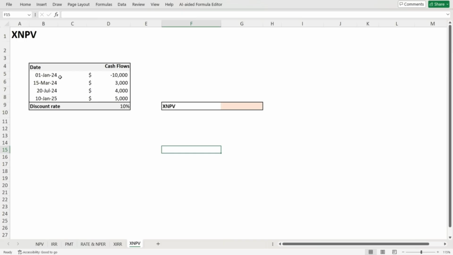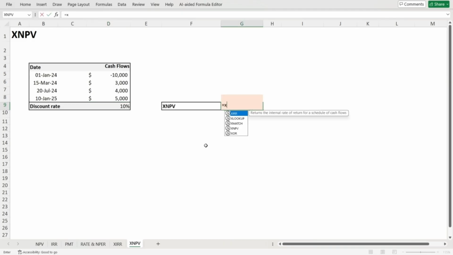Let's say we invested $10,000 on 1st January 2024 and then receive returns at irregular dates. Let's assume that the discount rate is 10%. To calculate the XNPV, we will type =XNPV, bracket open. The first input is the rate or the discount rate, comma, values is the stream of cash flows, and the third input is the dates corresponding to the stream of cash flows. Close the bracket and enter.